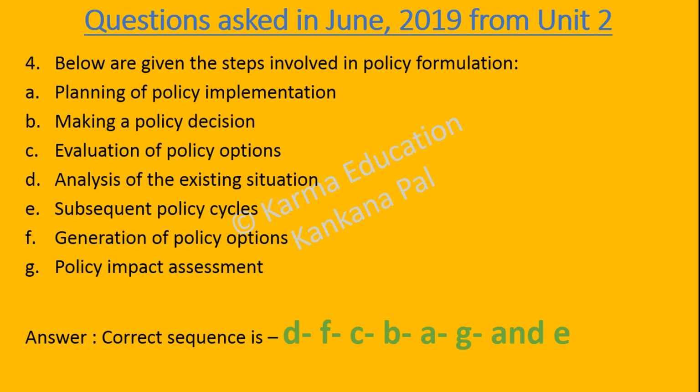The next question is very simple, very easy question, came from policy formulation. You just have to pick up the correct sequence of steps involved in policy formulation. If you read the syllabus of Unit 2 properly, then also you can give the right answer for this question. The correct sequence is analysis of the existing situation, then generation of policy options, then evaluation of policy options, making a policy decision, planning of policy implementation, then policy impact assessment, and then subsequent policy cycles. So this is the correct sequence.